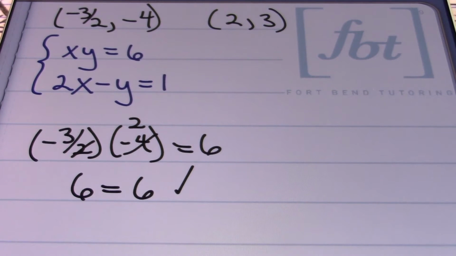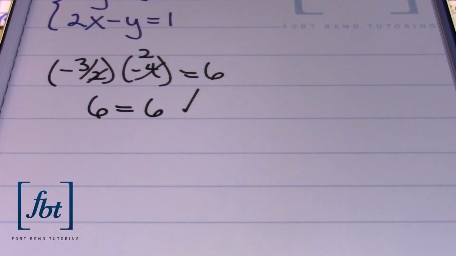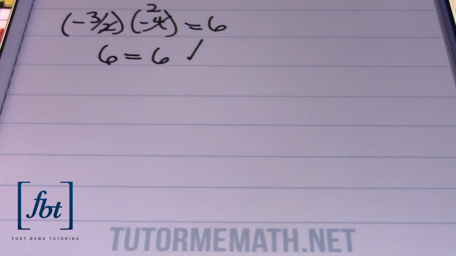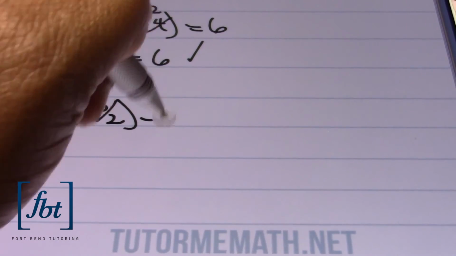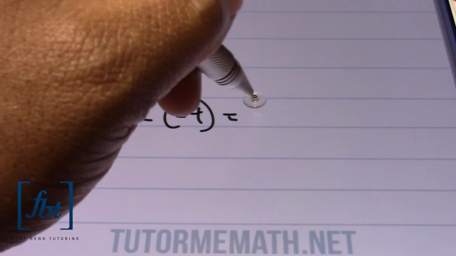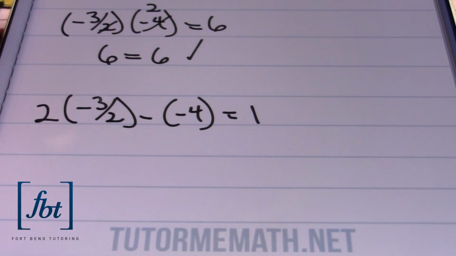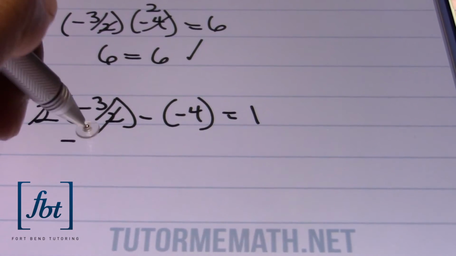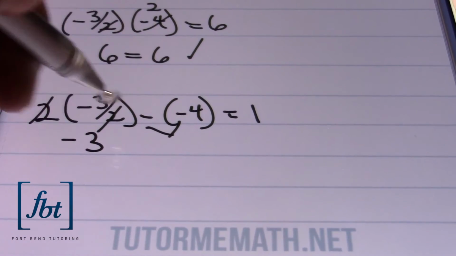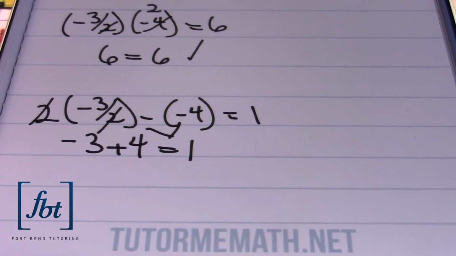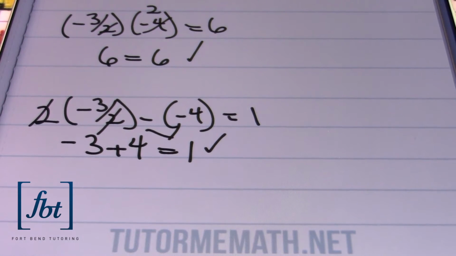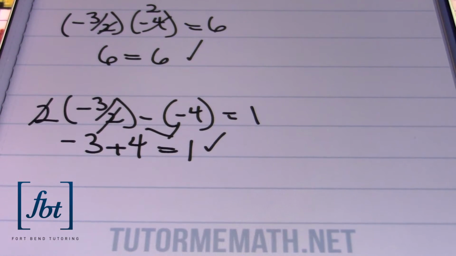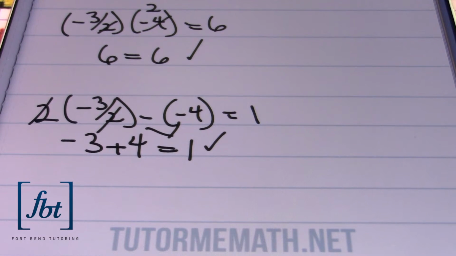However, the point must work in both equations. So that means that we'll need to plug this point, -3/2, -4, into the second equation to see if it works as well. So we'll have 2 times -3/2 minus -4, and this must equal 1. So simplifying before I multiply, I know that the 2's will cancel out and I'll be left with -3. The opposite of -4 is +4, and -3 plus 4 does equal 1. So this checks out as well, which means that -3/2, -4 is definitely a solution to this system of equations.